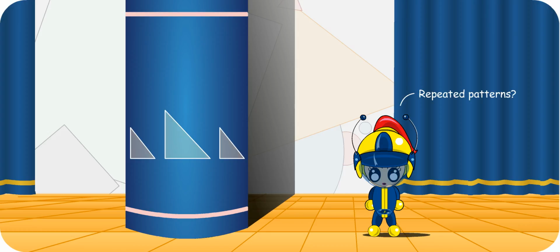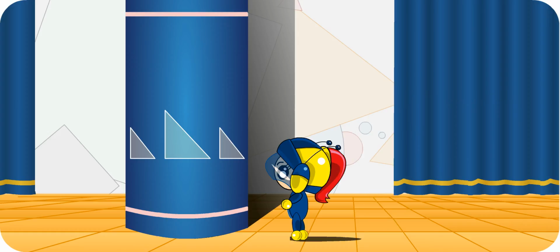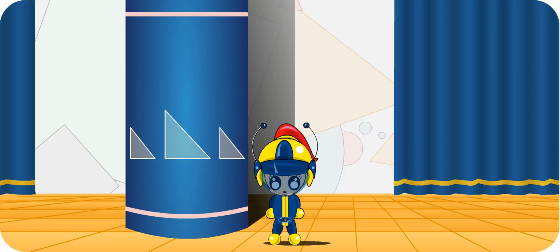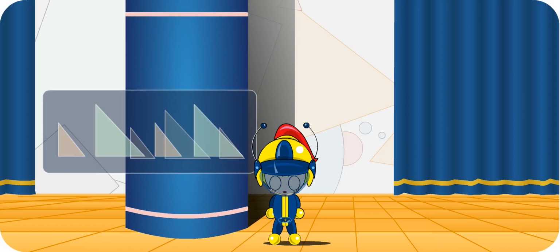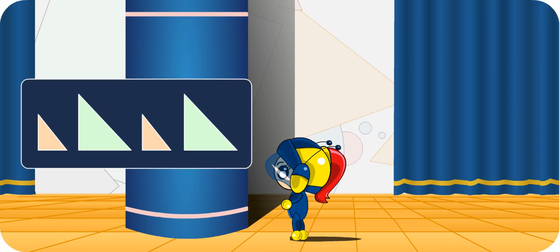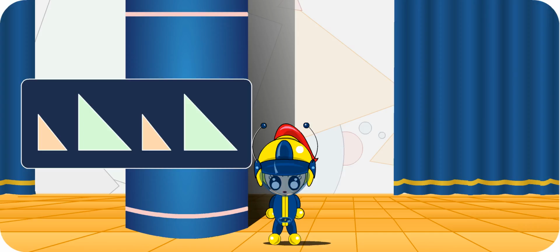Repeated patterns? Yes, remember the pattern on the pillar? The pattern is formed by drawing a small triangle followed by a big triangle repeatedly. Yes, I can see it now. So far, we have seen patterns formed by repeating the same shape, but of different sizes. Can you think of other ways to create patterns, Turbo Girl?